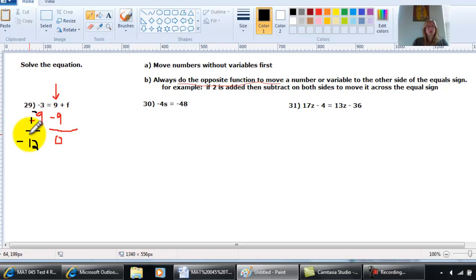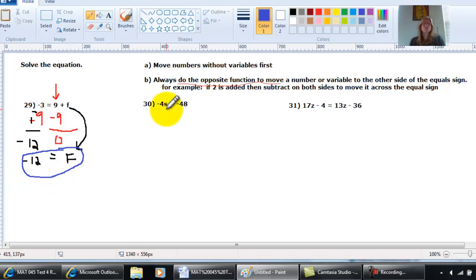So 9 has been subtracted from both sides. You still have this f here, so you bring that down. You have f. The 9 is gone. You have the equal sign. And you subtracted 9, which is really adding a -9. And you have -12 equals f. That problem has been solved. So let's circle that answer.